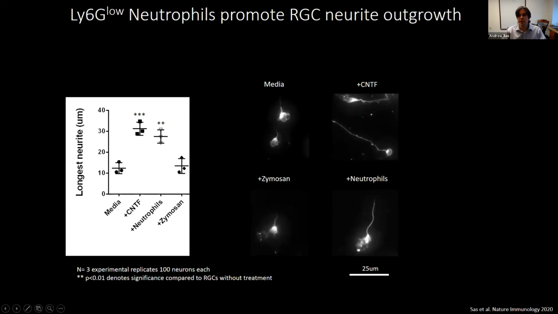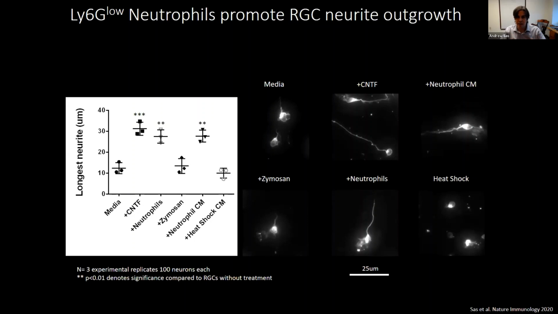And so if I just take retinal ganglion cells and I plate them, this is the cell body. You get a little tiny neurite that grows, and you can quantify the measurement of how long that neurite is. If I add Zymosan alone, I don't get any significant neurite outgrowth on its own. If I add CNTF, ciliary neurotrophic factor, which is a growth factor specific for retinal ganglion cells, you get these very long neurites that grow, and this nice, beautiful growth cone here. And then if I add these Ly6G low neutrophils, I also get this very long neurite that grows. And we can quantify this, and we can look at how many neurons grow. And this is the average of 3 different experiments looking at hundreds of neurons each time.